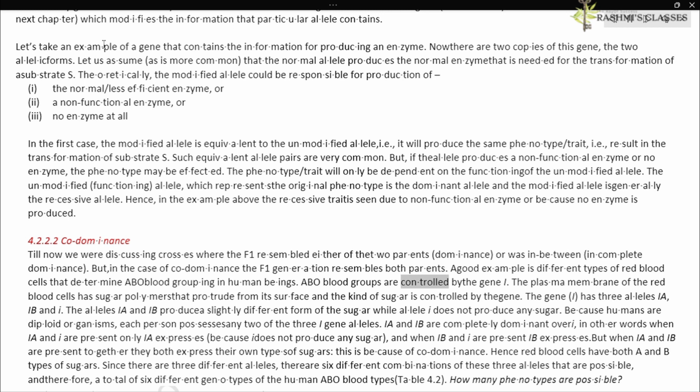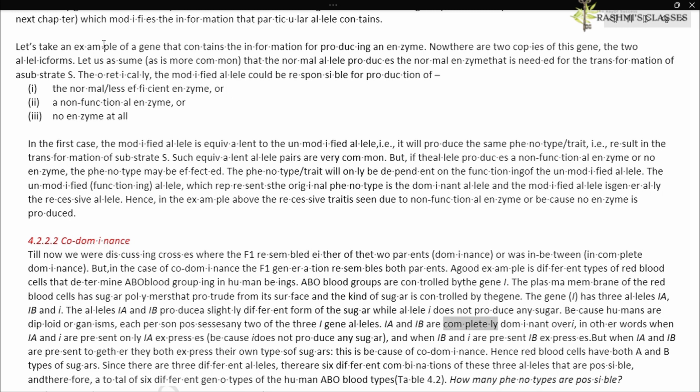ABO blood groups are controlled by the gene I. The plasma membrane of the red blood cells has sugar polymers that protrude from its surface, and the kind of sugar is controlled by the gene. The gene, I, has three alleles IA, IB, and i. The alleles IA and IB produce a slightly different form of the sugar, while allele i does not produce any sugar. Because humans are diploid organisms, each person possesses any two of the three I gene alleles.